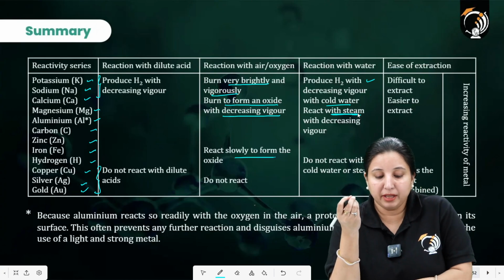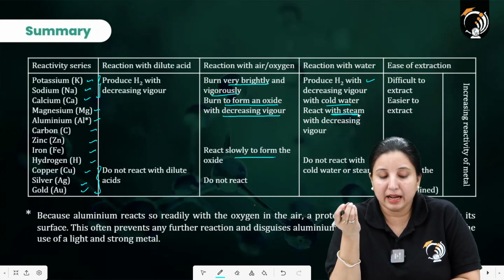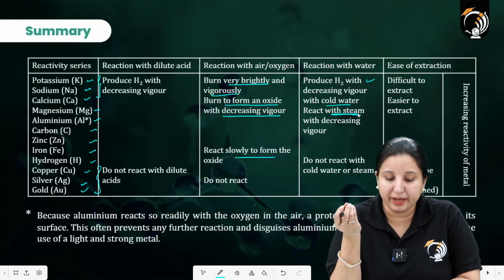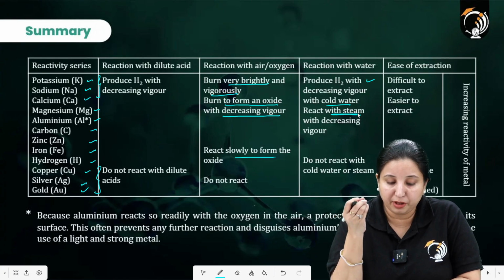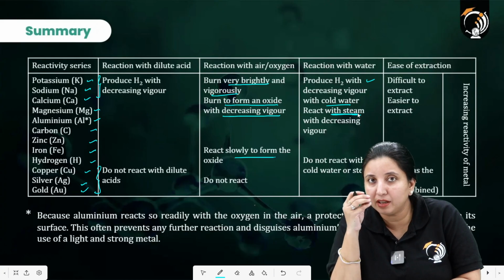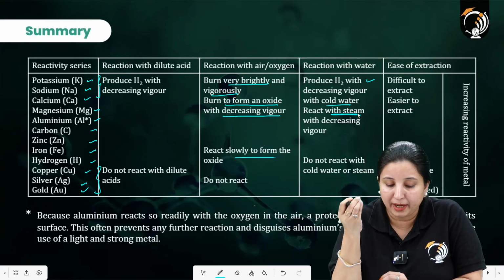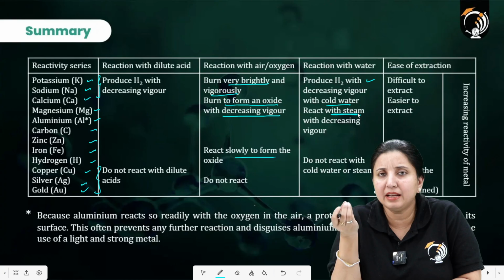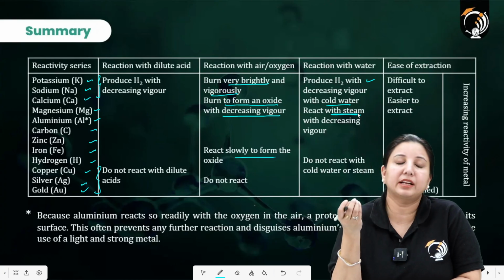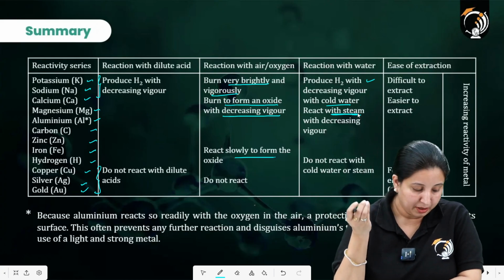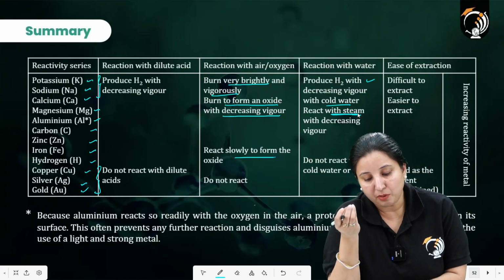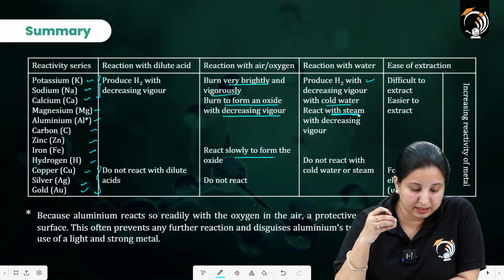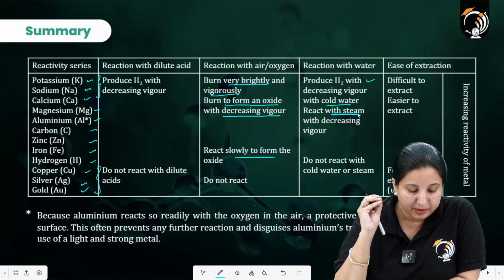Then if I talk about extraction, the highly reactive metals are difficult to extract. If I come to the mildly reactive ones, then it is quite easy to extract. And the unreactive, or very less reactive ones, we generally get in pure form only because they are unreactive. So basically, as you move from top to bottom in the reactivity series, the reactivity decreases.